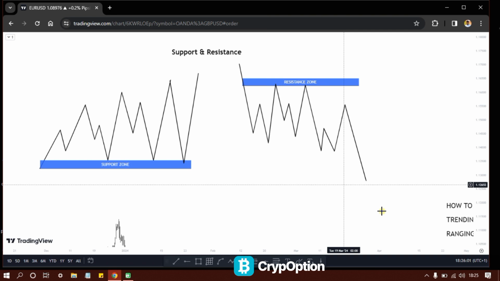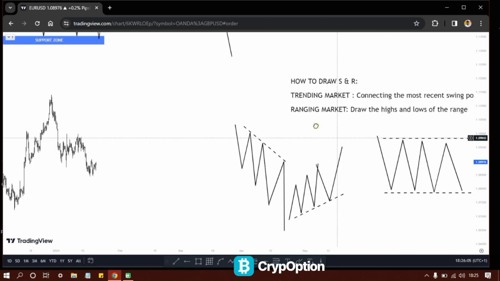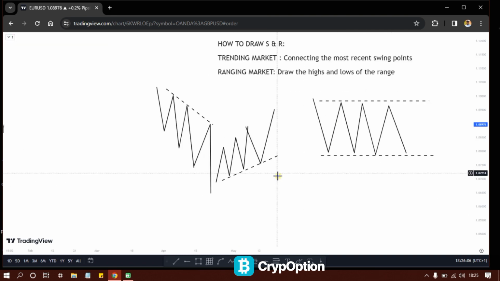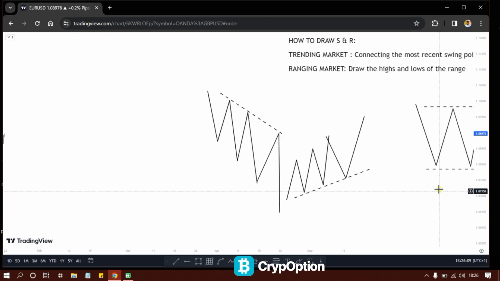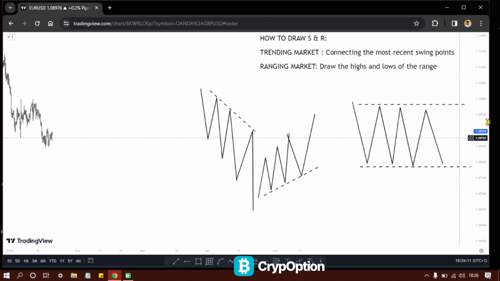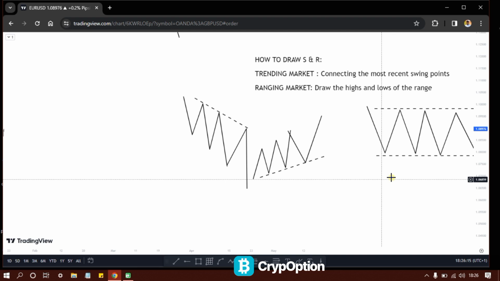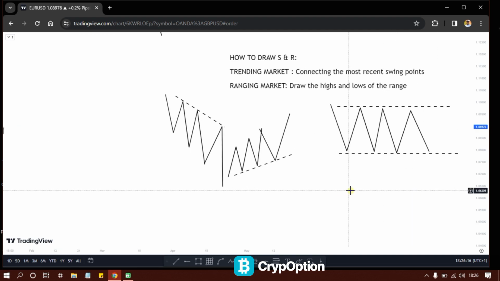Moving further, we have how to draw your support and resistance line. Drawing your support and resistance line is something very simple that you can actually look out for in the market, simpler than any other strategy that you can think of. In drawing your support and resistance, we have different types of ways or markets in which you can apply your support and resistance.